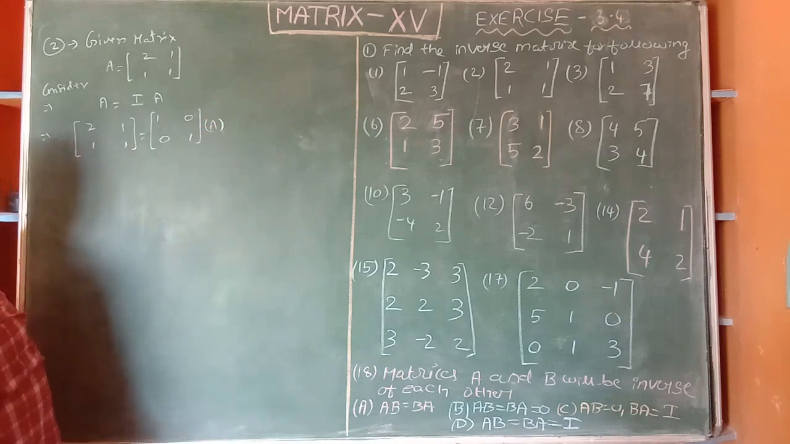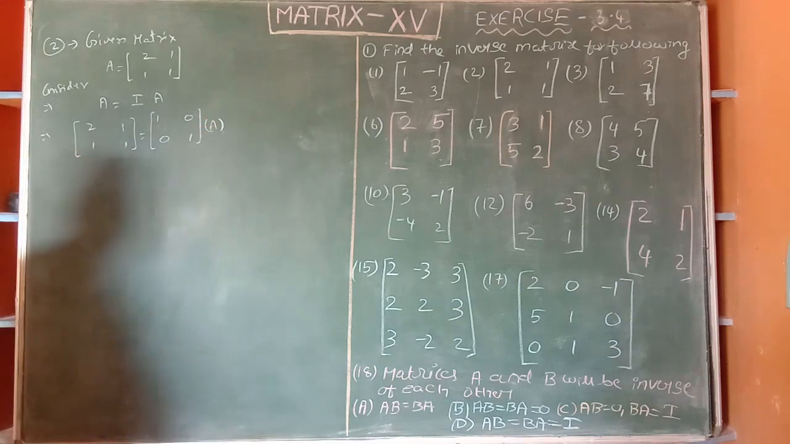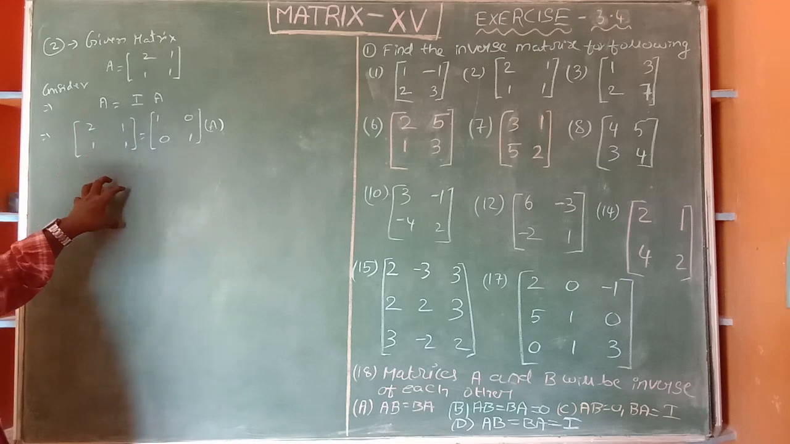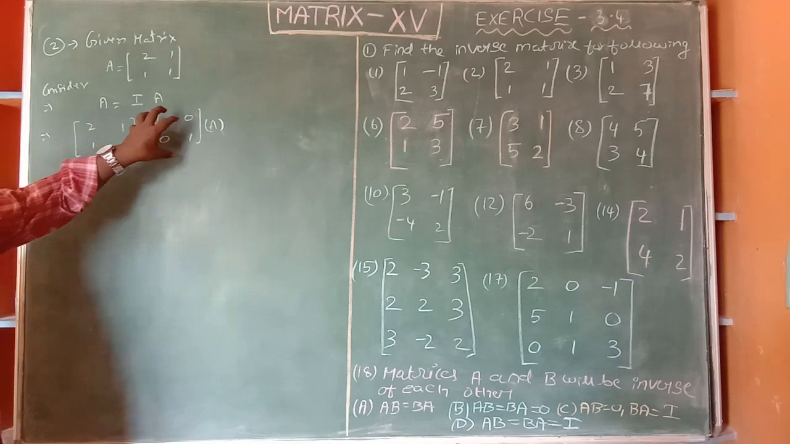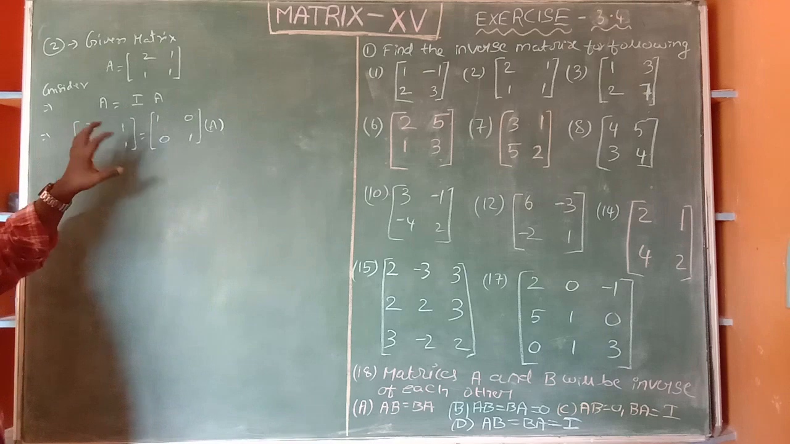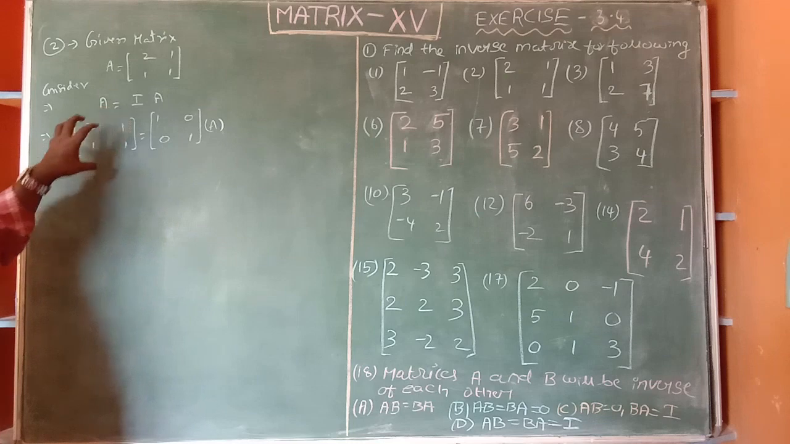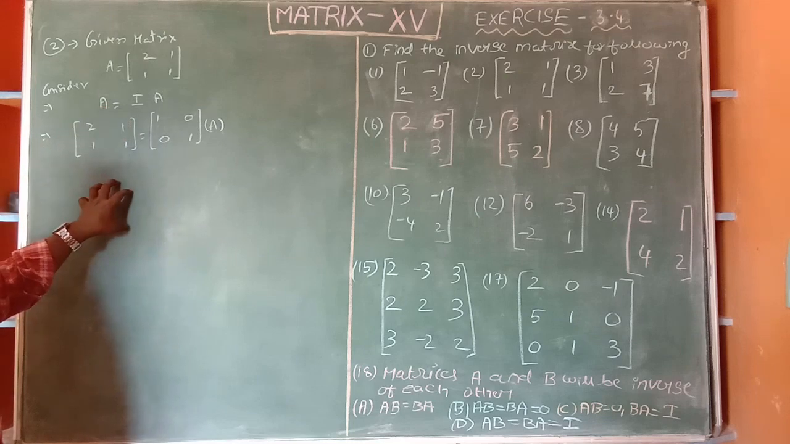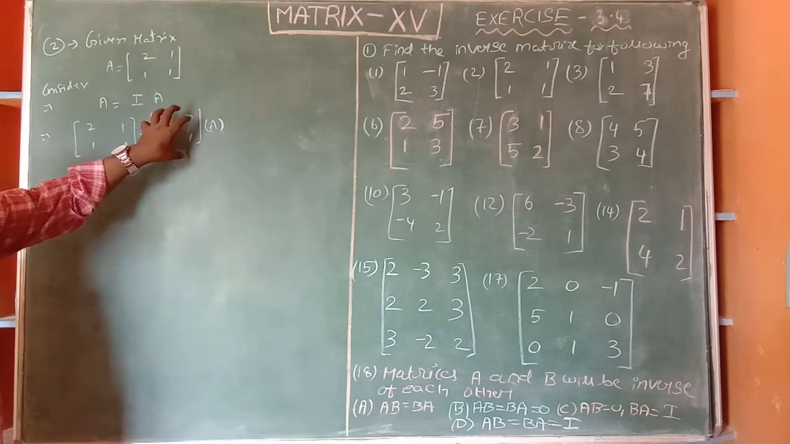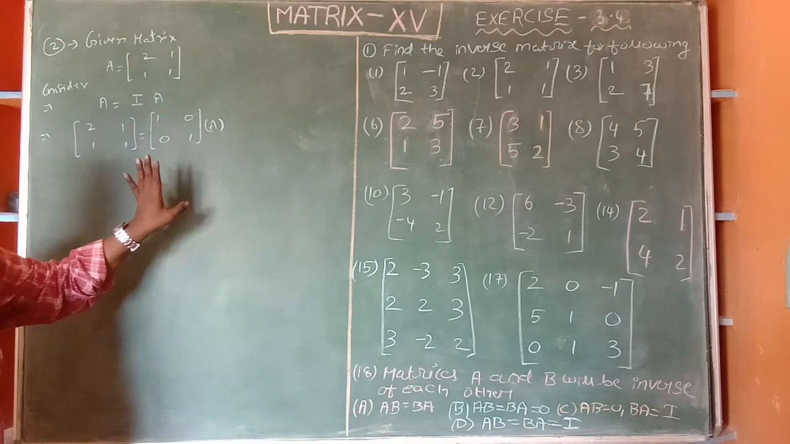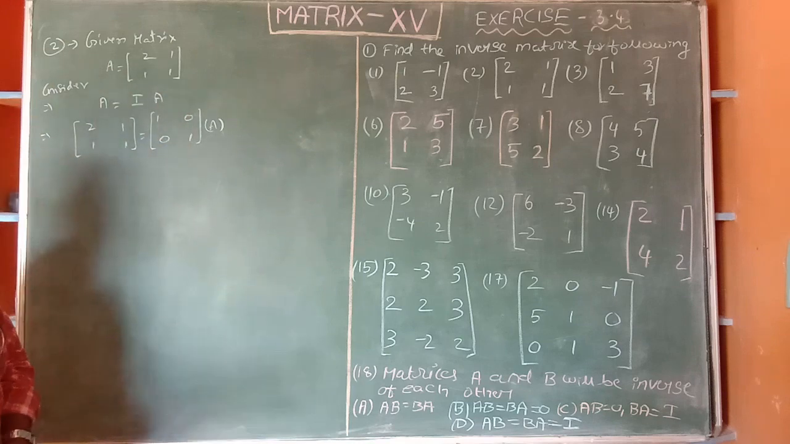Now, again, try to understand it. This part will become I. Automatically, whatever elementary operations we apply here to make this A into I, by using the same steps, this will become a new matrix X. That X is the inverse. Simply.